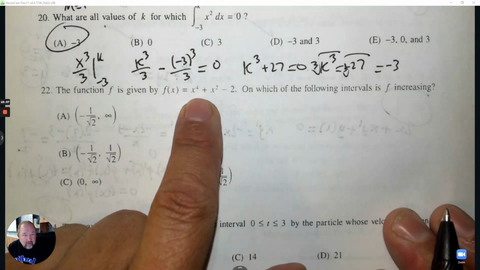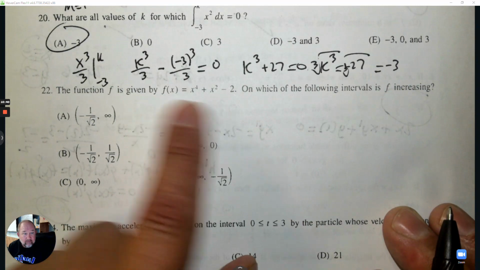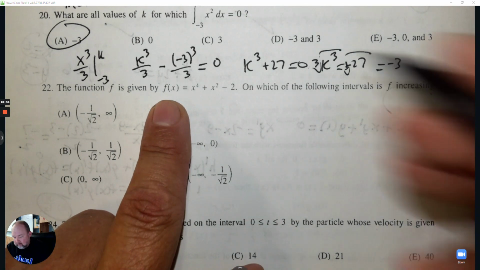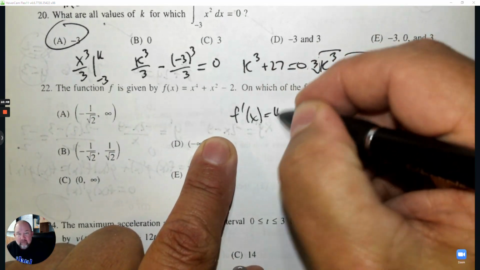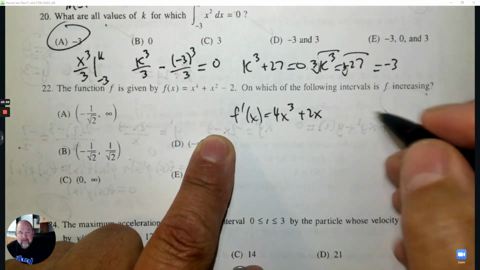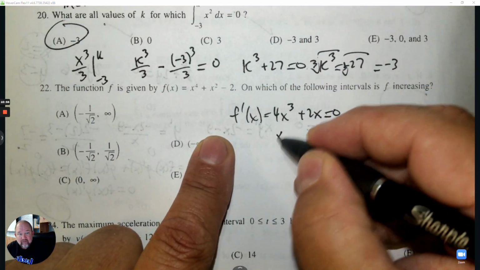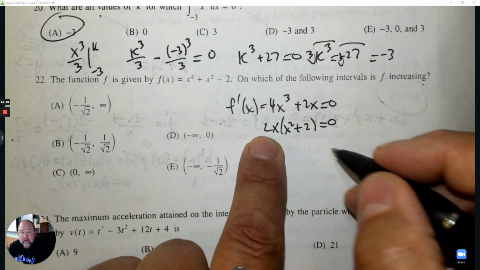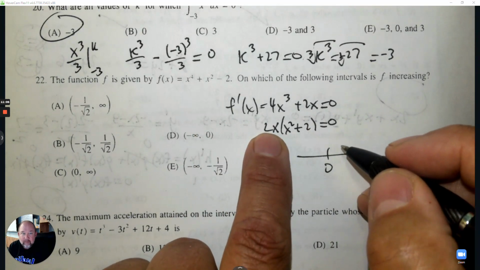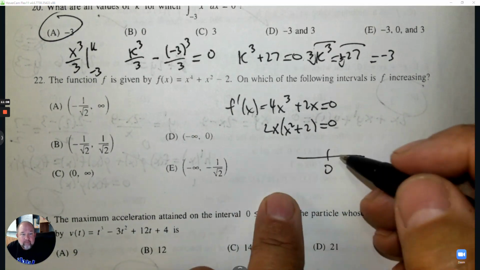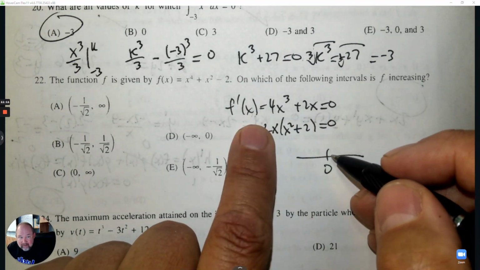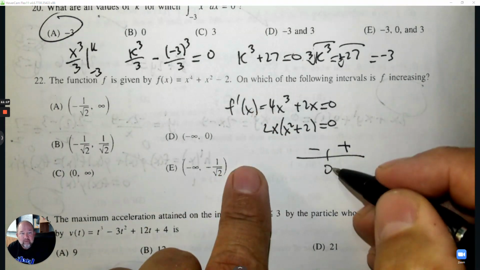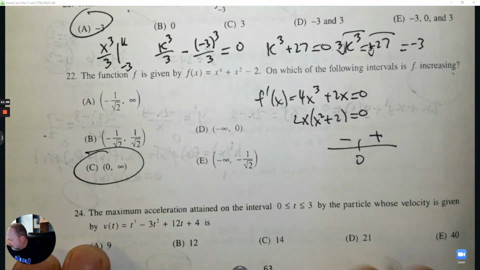22. The function f is given here, and on which of the following is f increasing? That's a derivative question asking for increasing. So read the question, know the calculus, and then do the calculus. So it's derivative. I can do that calculus. 4x cubed plus 2x. And then make it equal to 0, and we're going to draw a number line soon. So we're going to factor out a 2x. That's x squared plus 2. This will never be 0, so the only answer is 0, the only number that would make all of this 0. And then plug in. So if I plug in a negative number, it's a negative times a positive, and then a positive times a positive. So where is it increasing? When it's 0 to infinity. Number 22.